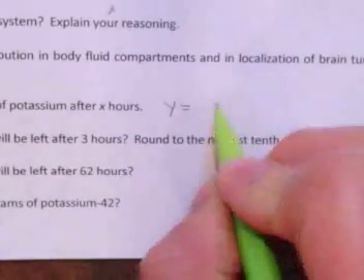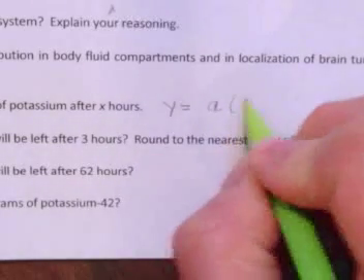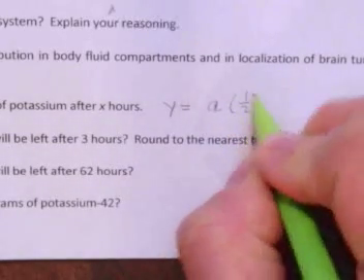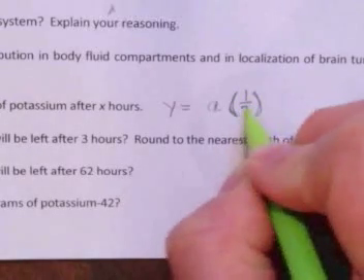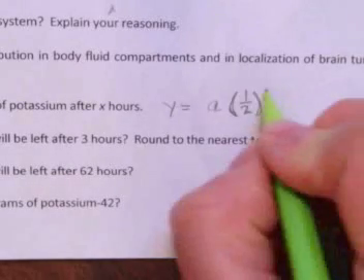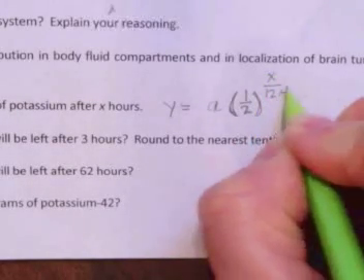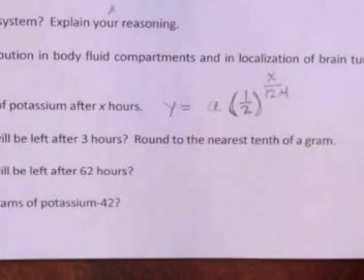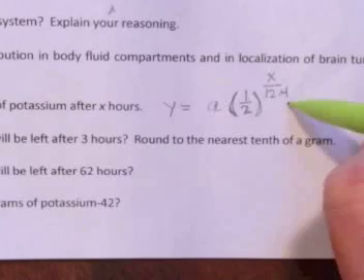Y is equal to the amount that I start with, A, and we are half-lifing, so the amount remaining in the body is 1/2 of what we started with, and that happens after 12.4 hours. So we would write X over 12.4. Now let's take a look at why we put 12.4 here.